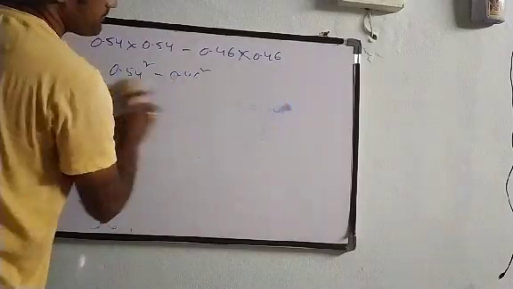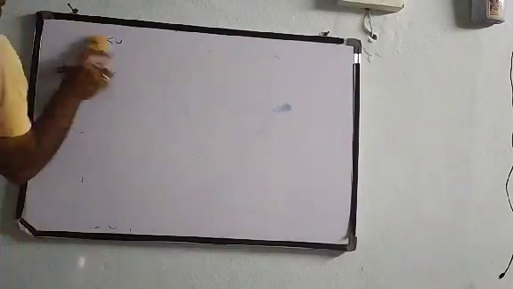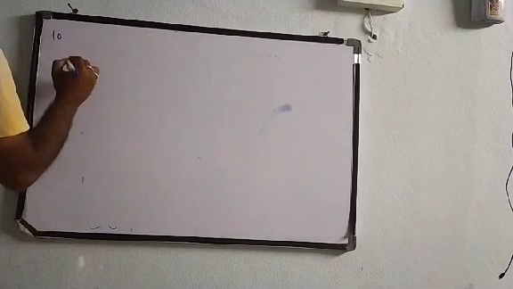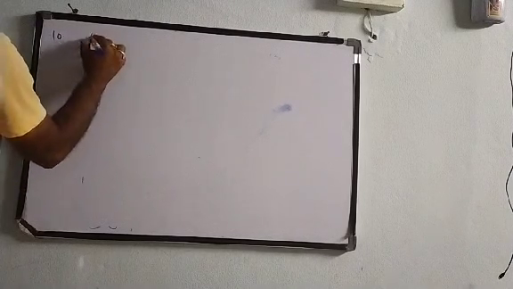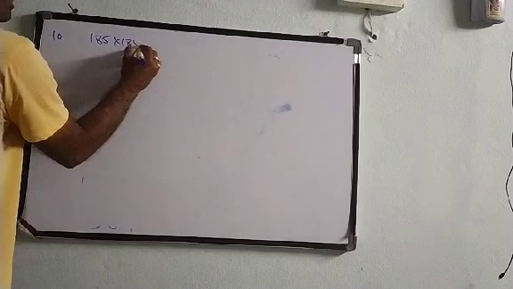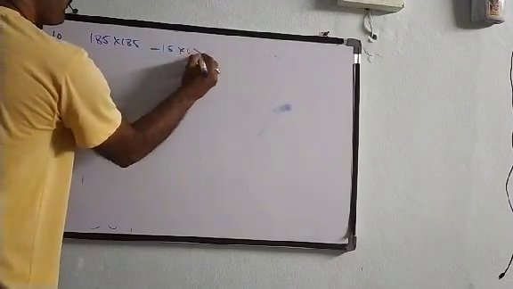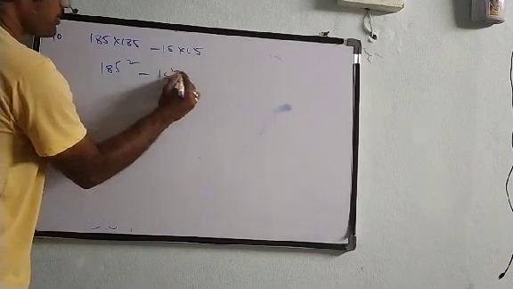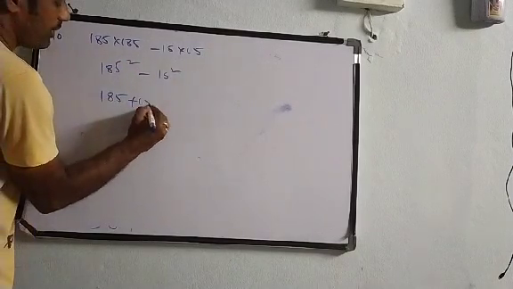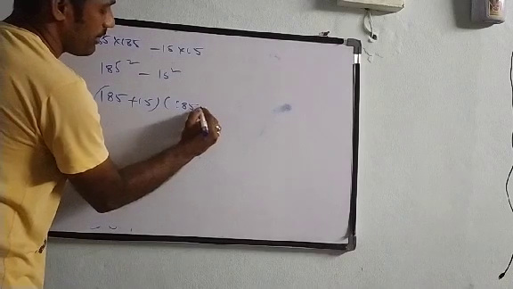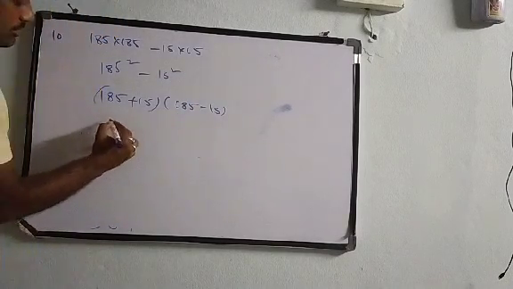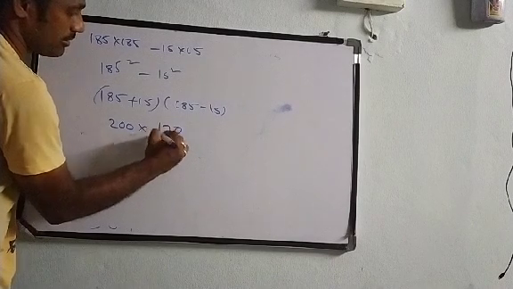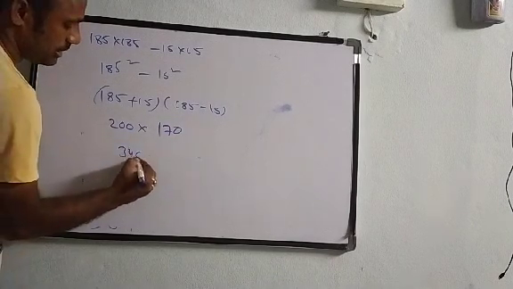Next, coming to the 10th question. Evaluate 185 into 185 minus 15 into 15. So 185 square minus 15 square. So it can be written as 185 plus 15 into 185 minus 15. So it is 200 into 170, which is 34,000.